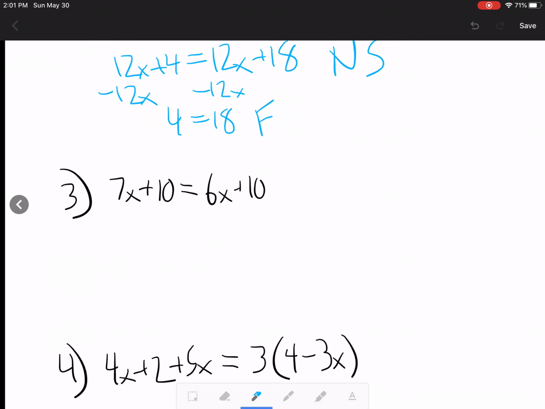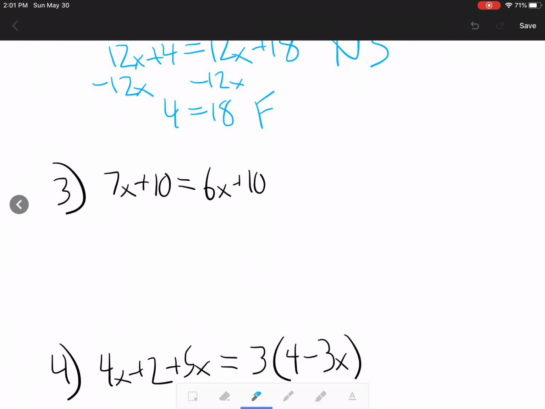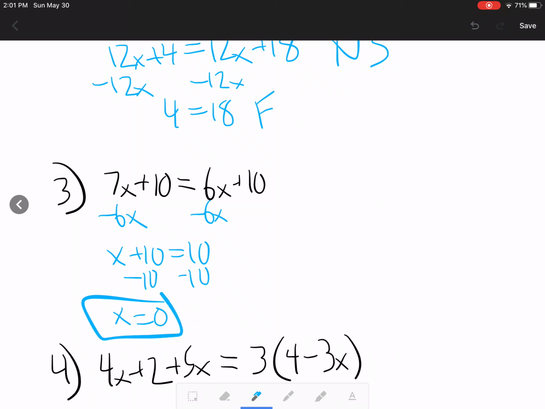We've got a couple more we're going to look at. Let's look at this one. So let's subtract 6x from both sides. And here I have x plus 10 is equal to 10. This is that special or pseudo special case I was talking about, where we have x equals 0. That's a normal solution. Nothing wrong with that at all. So this is just totally normal.